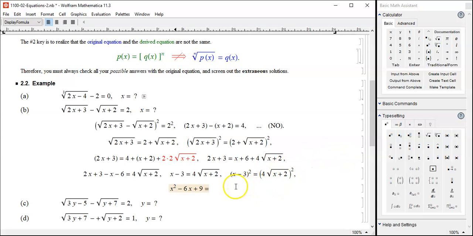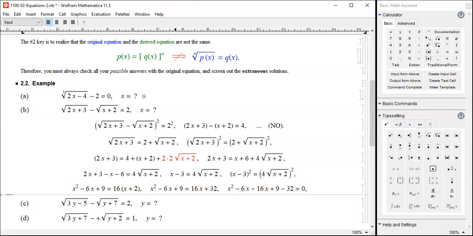Go to right hand side. Let's see. 4 squared, that's 16, and then square root, square finally canceling each other out. Great. Finally, the square root is gone. Okay, let's go ahead. X squared minus 6x plus 9 equal to 16x plus 32 after breaking up parentheses. X squared minus 6x flipping over negative 16x plus 9 minus 32 equal to 0. Flipping everything to the left hand side.